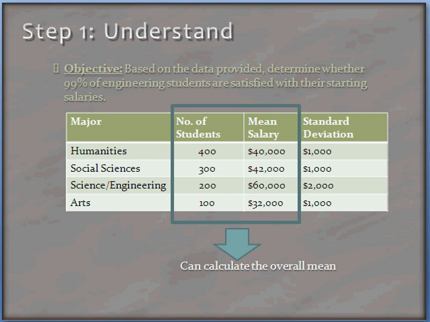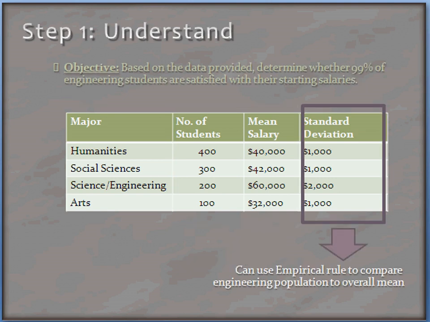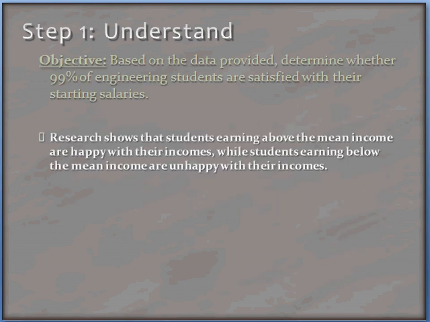You know the number of students in each of the 4 majors and the mean salaries for those students, so it's possible for you to calculate the overall mean salary. You also know the standard deviation of the salary for each of the groups of students, so you could use the empirical rule to compare the engineering population to the overall mean. Finally, you know that students with incomes above the average are happy, while students earning below the mean income are unhappy with their income.